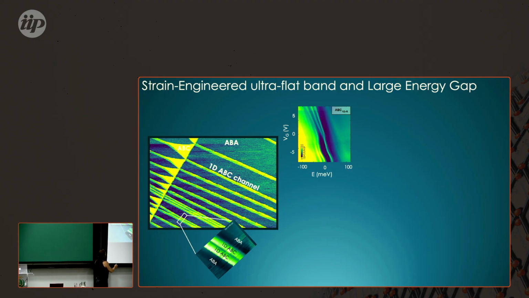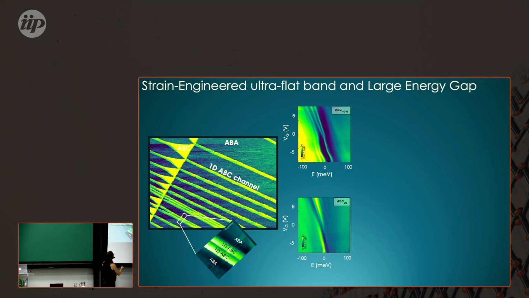So this is again the dI/dV as a function of gate voltage and as a function of energy, and let's compare it with the dI/dV that we know already from the two-dimensional ABC. In the two-dimensional case, we showed that the application of displacement field opens a gap which becomes larger and larger as we increase the displacement field. The Van Hove singularity also becomes sharper, and we have this layer polarization.